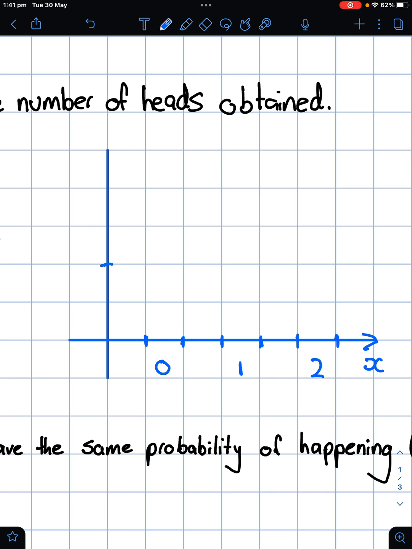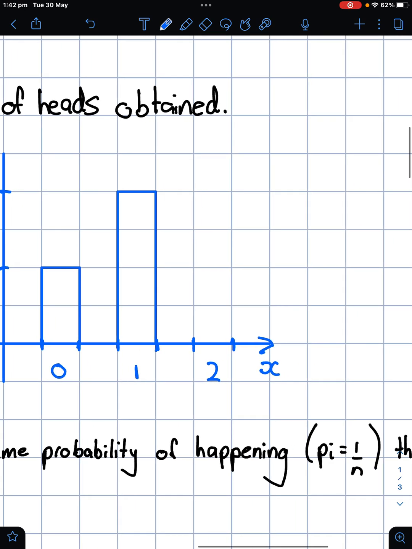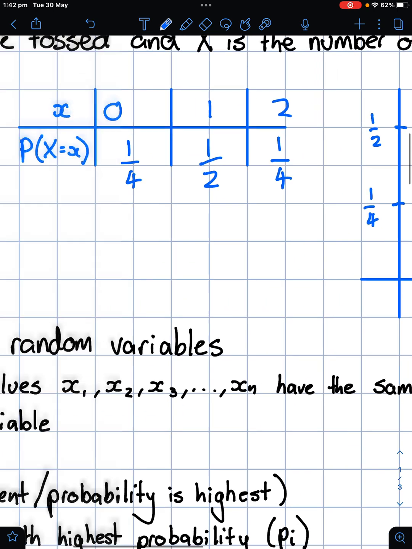And then we're looking here, we either had a quarter or a half was our probability. This one here, to get 0 heads, was a quarter. And then this one here was a half. If we got 1 head, there's 2 out of 4 options gave us that. And then our last one here, to get 2 heads, was a quarter as well.